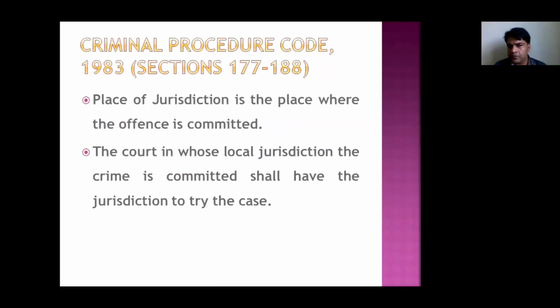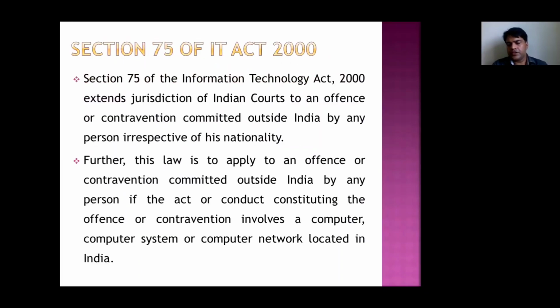Now talking about the Criminal Procedure Code. The Criminal Procedure Code provides the jurisdictional rules from section 177 to 188. It says that the place of jurisdiction shall be the place where the offense is committed, and that the court in whose local jurisdiction the crime is committed shall have the jurisdiction to try the case. So it doesn't matter where the accused belongs from. The main concern of the courts for the purpose of jurisdiction is the place of the crime, and that place shall be the place of jurisdiction as well. So these are the rules under the traditional Indian law.